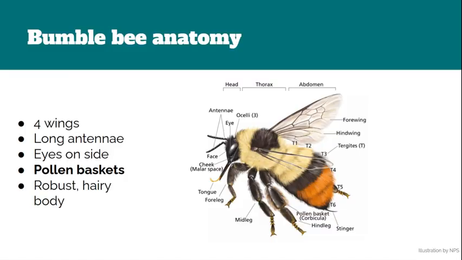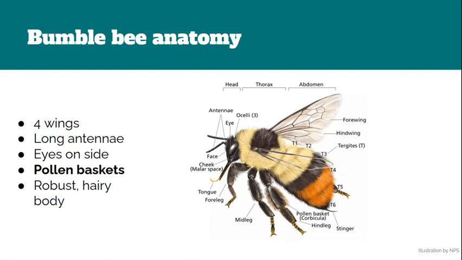To begin, we'll take a look at bumblebee anatomy. Bumblebees are insects, so just like every other insect, they have an exoskeleton, 3 body segments, the head, thorax, and abdomen, and 6 legs attached to the thorax. To discern them from look-alike insects, it's important to recognize these key characteristics. Bumblebees have 4 wings, a front and a hind wing on each side. They have relatively long, jointed antennae, and their large compound eyes are on the sides of their heads.